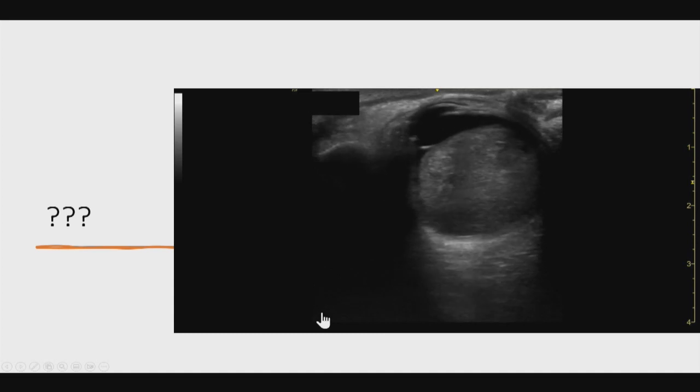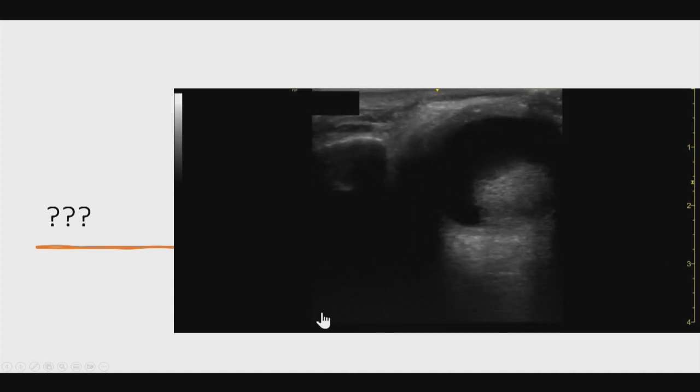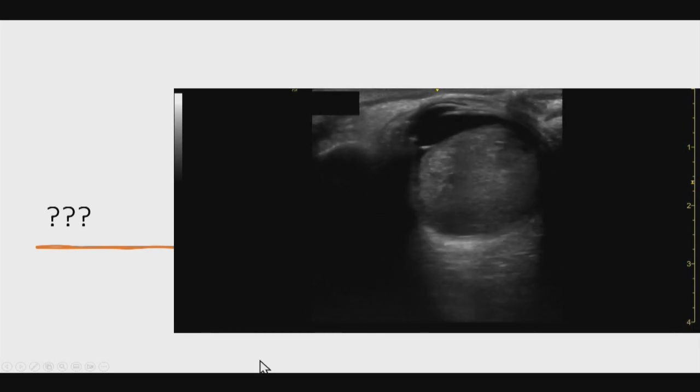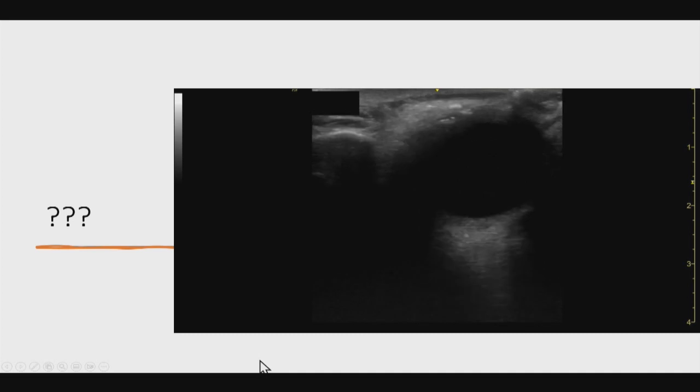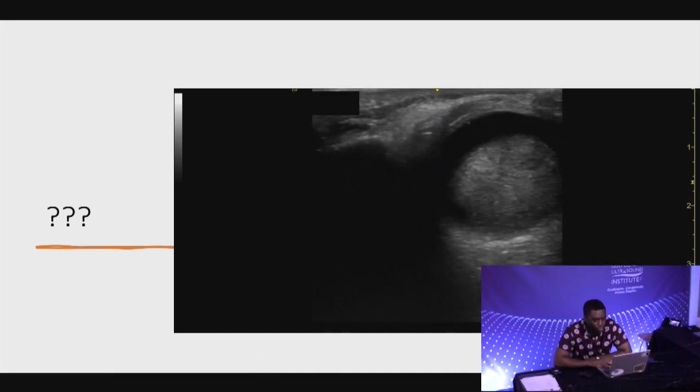So this is a guy who came in. He said he had sudden onset vision loss that started over the past 24 to 48 hours. It was acute, it was painless, and he wanted to figure out what's going on. You did an ultrasound scan of his eye, and this is what you saw. What are you guys thinking? Okay, hemorrhage.